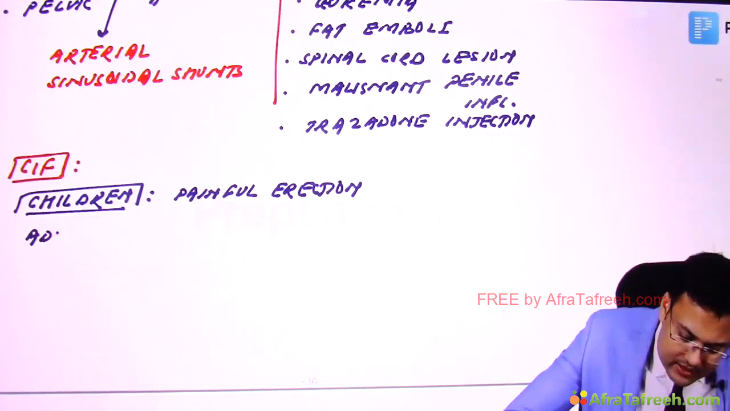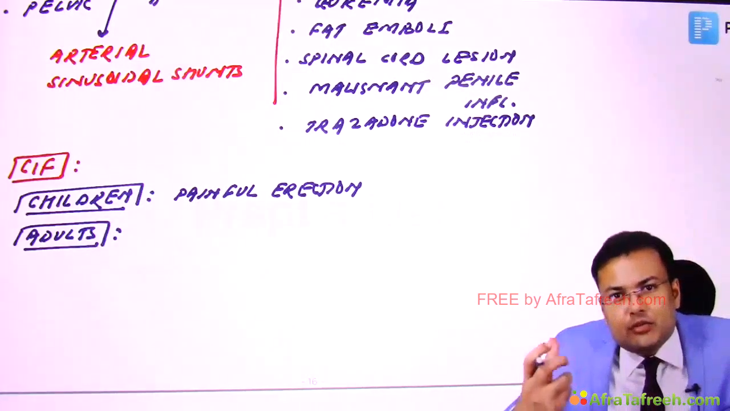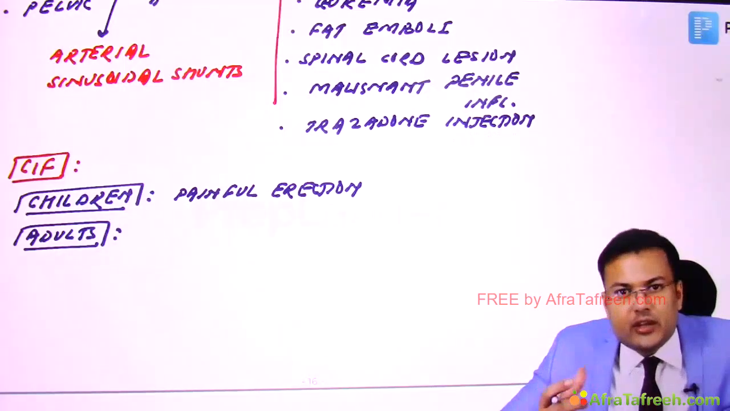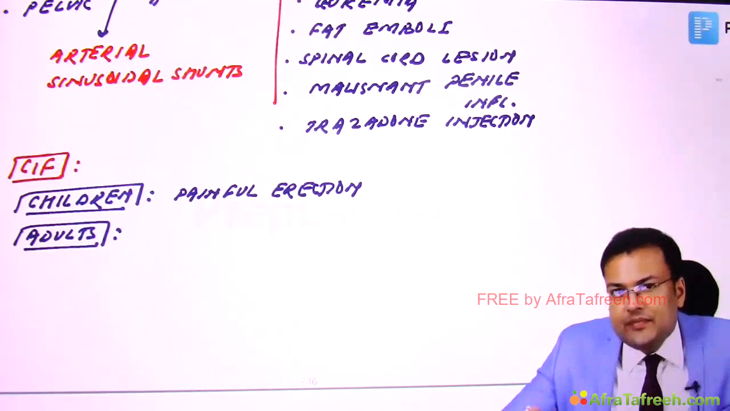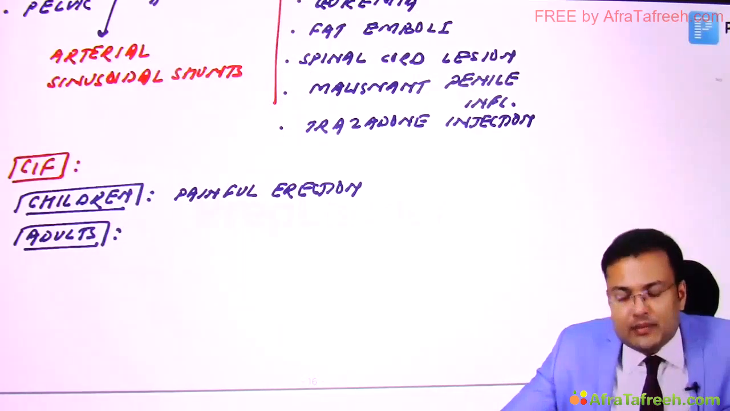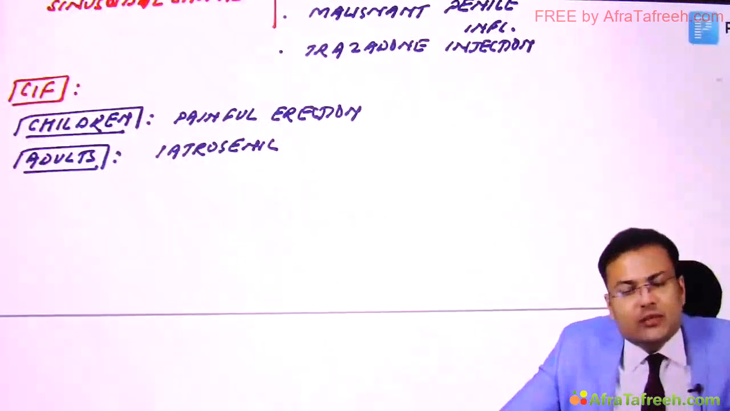What happens in adults, certain adults are having erectile dysfunction, and for performing Doppler sometimes we are going to inject the vasoconstrictors. Okay, so if you are going to inject vasoconstrictor substance, the erection is going to persist, and this leads to priapism. So in adults, what's the most common cause? It's iatrogenic.